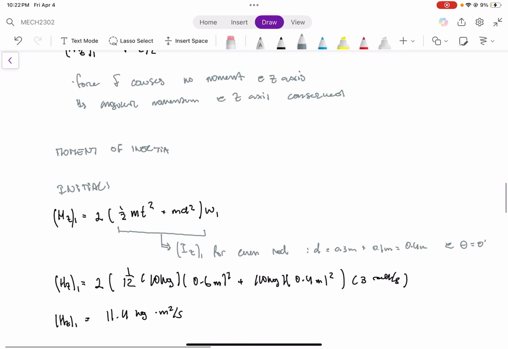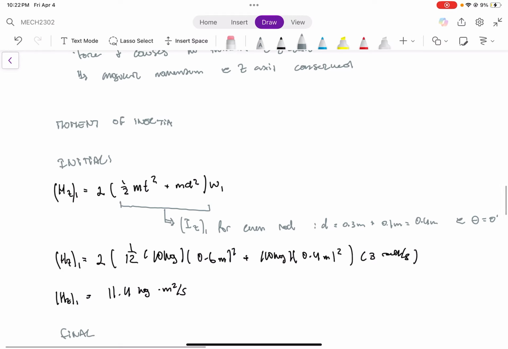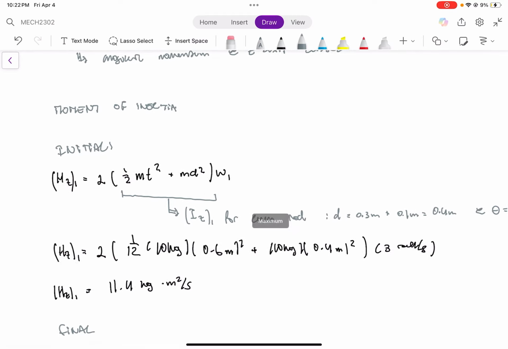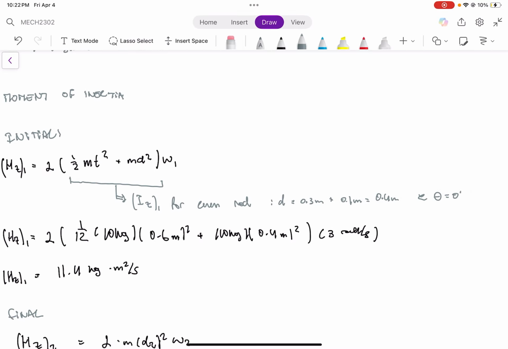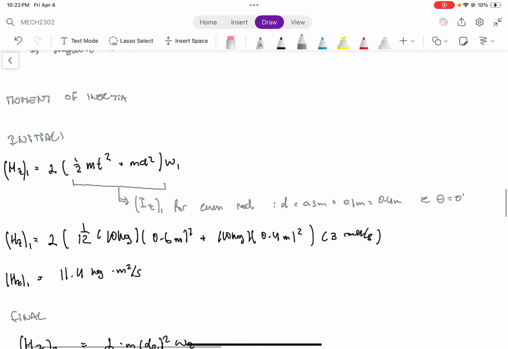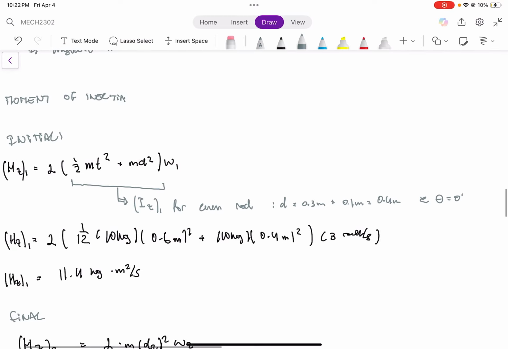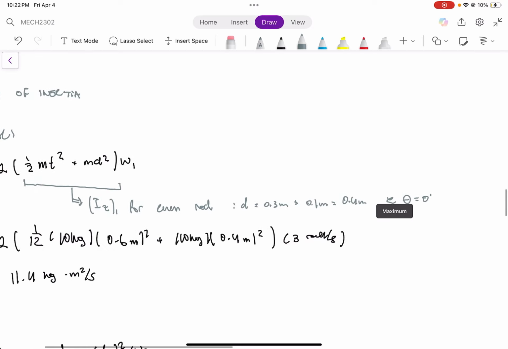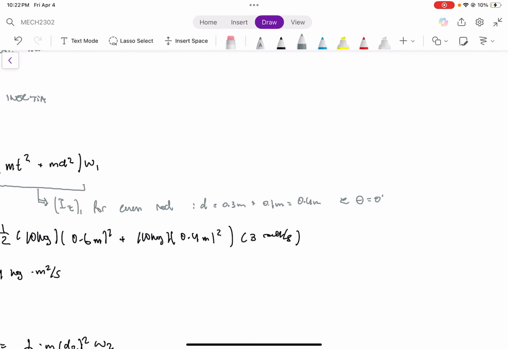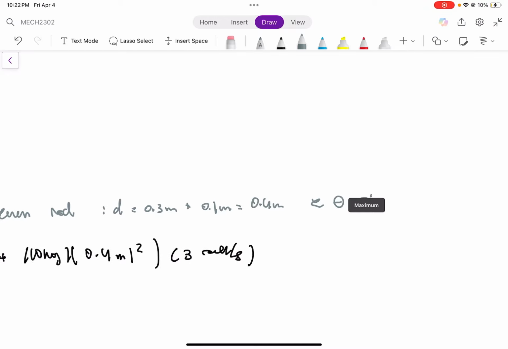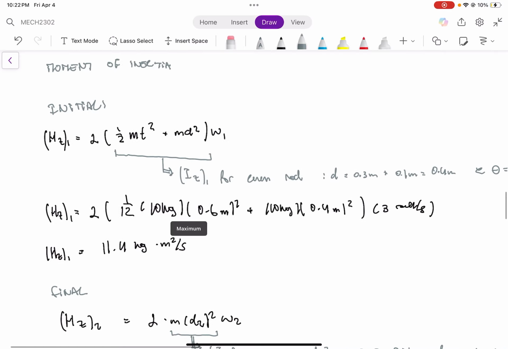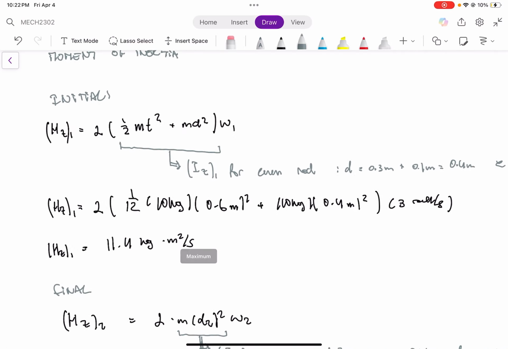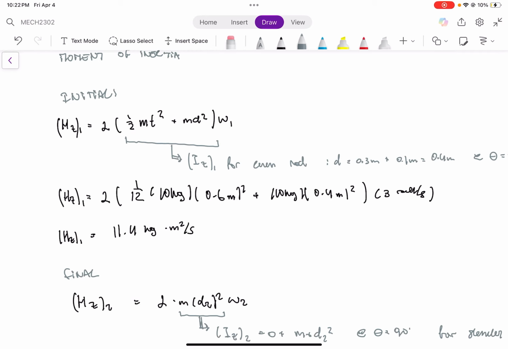So now we need to take the moment of inertia of each one, and this is the calculation for the initial, where Iz, the moment of inertia about the z, is at 1. For each rod it is the addition of 0.3 of 0 and 0.1, which is 0.4, at 0 per second. At 0, theta equals 0 degrees. Here you add all the numbers up and you get that Hz1 is 11.4 kilogram meters squared per second.